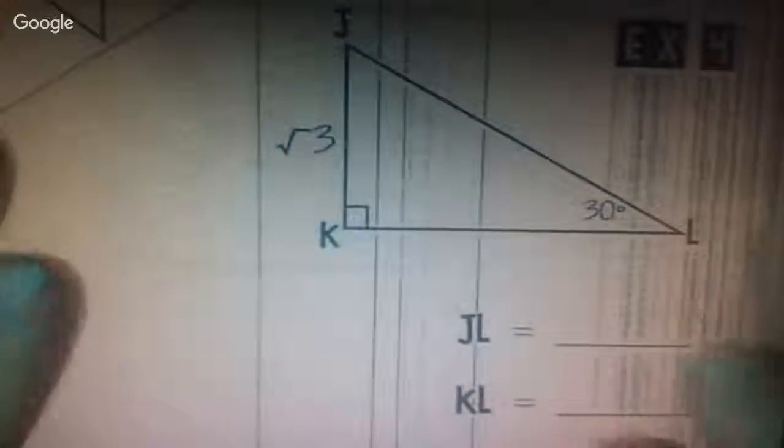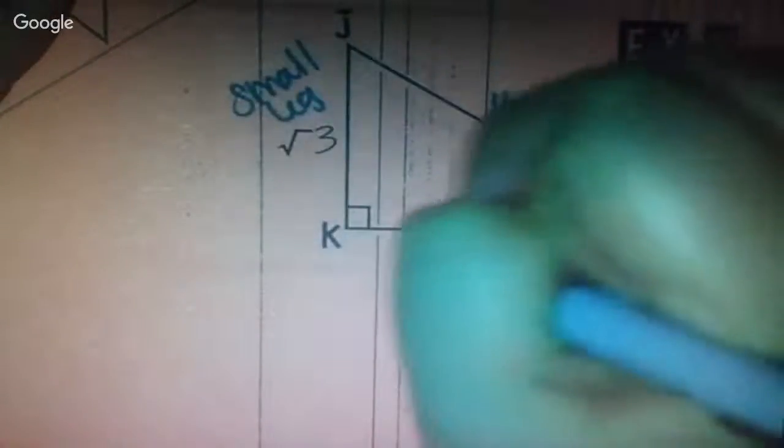Sample 4. The square root of L is hypotenuse. You said J to L is the hypotenuse. Yeah. J to K is small leg, and K to L is big leg. Are you sure? Yeah. What's K to L? Yes, it even looks like the big leg. Okay. Someone just said that it even looks like the bigger leg.